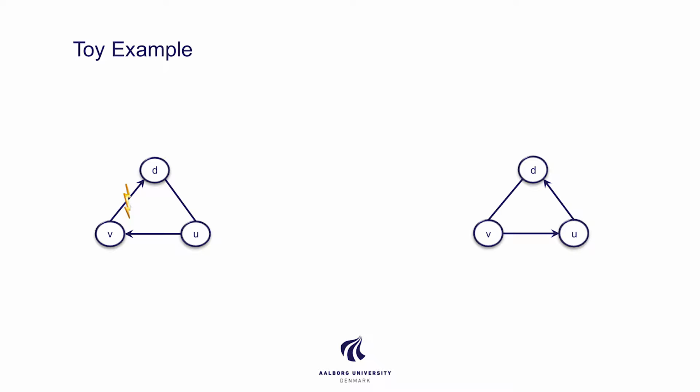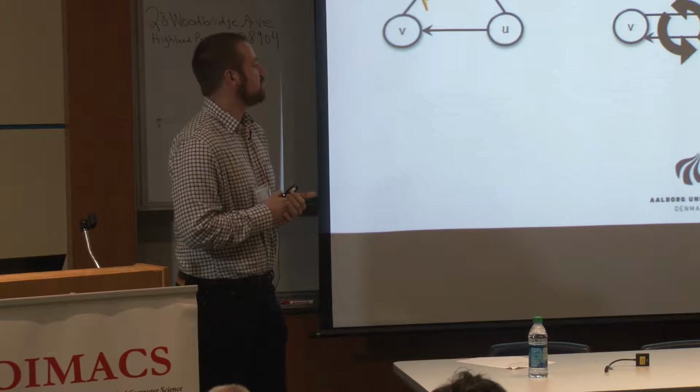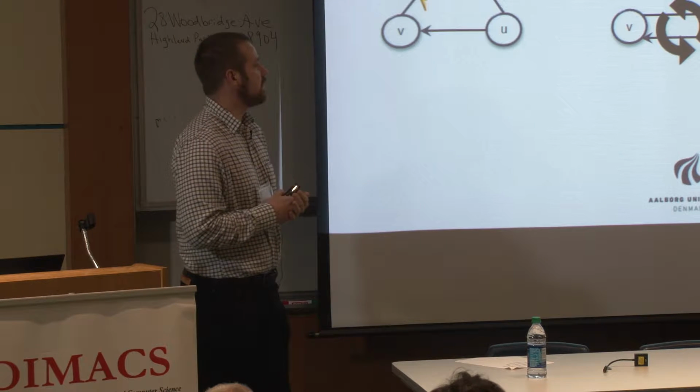However, what could happen is that V changes its forwarding behavior before U. And then you have a forwarding loop, meaning V and U continue to send packets, the buffers will be full, you drop packets, and you will have packet loss until U finally updates.